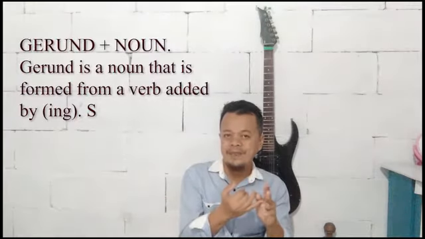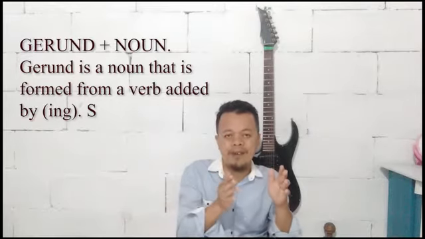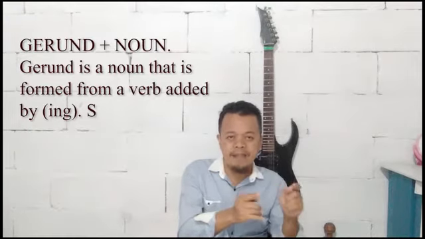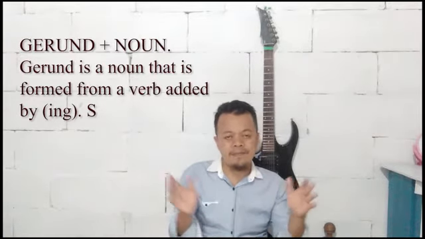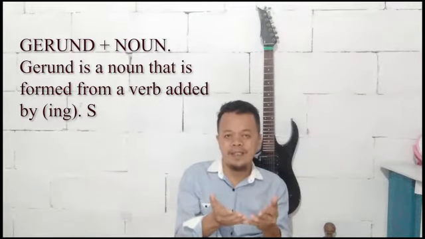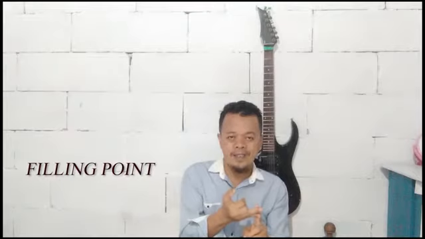And the pattern number two is gerund plus noun. What is a gerund? A gerund is a noun that comes from a verb by adding ing. So gerund plus noun becomes a noun phrase. For example, smoking area. Smoking is a gerund, area is a noun. Parking lot. Parking is a gerund, lot is a noun. Filling point.